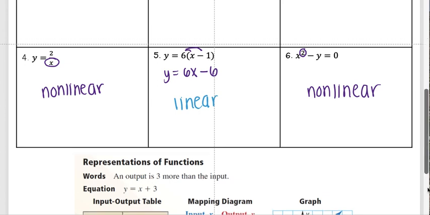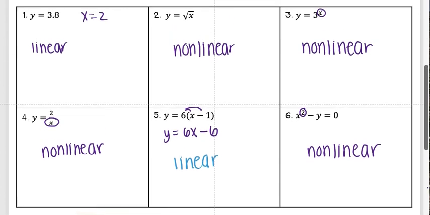Okay, that's it for this video. You can go ahead and move on to the next one where we're talking about representations of functions.